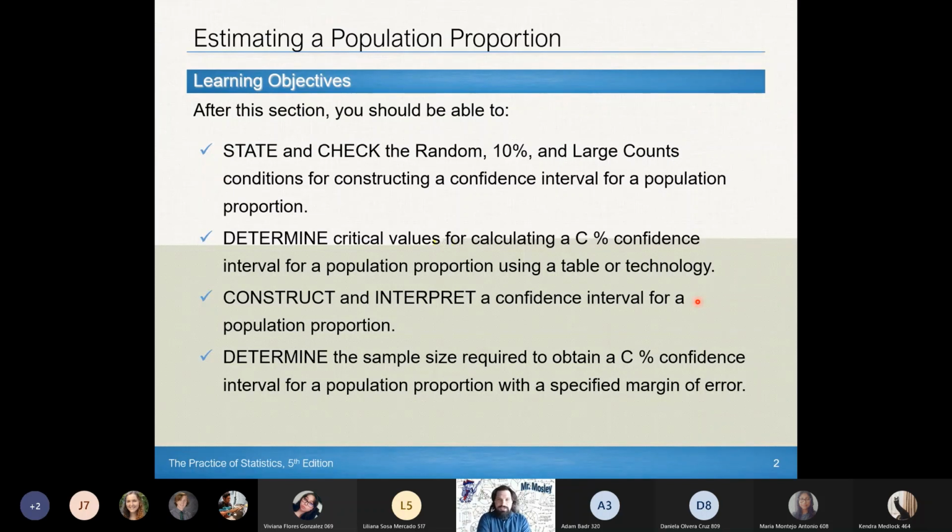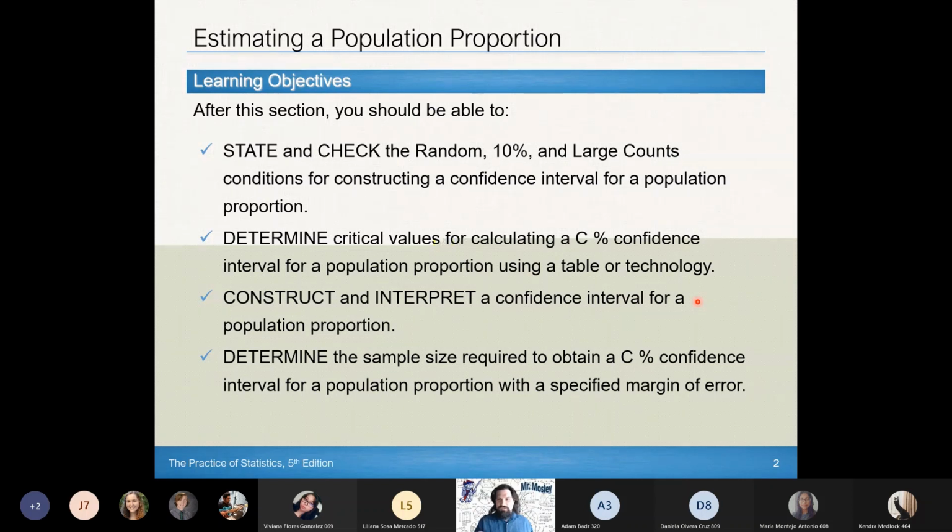The 10% and large counts conditions are already things we've been checking from chapter 7. The 10% condition allows us to find a standard deviation. Large counts allows us to use normal calculations. The randomness part allows us to know that we have a good sample of data to use for an inference. We need to be able to determine critical values for calculating a C% confidence interval for a population proportion using a table or technology.